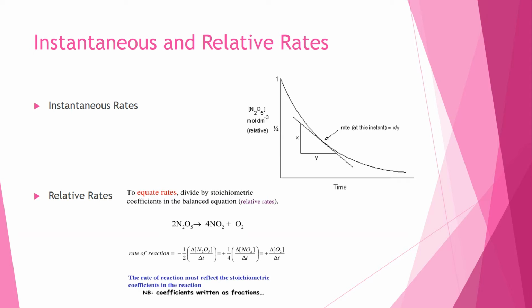Now let's talk about the different types of rates. So first we have the smaller questions that they don't really ask a lot about, but we still need to know. The instantaneous rate versus a relative rate. Instantaneous rate is the rate at an instant of time.